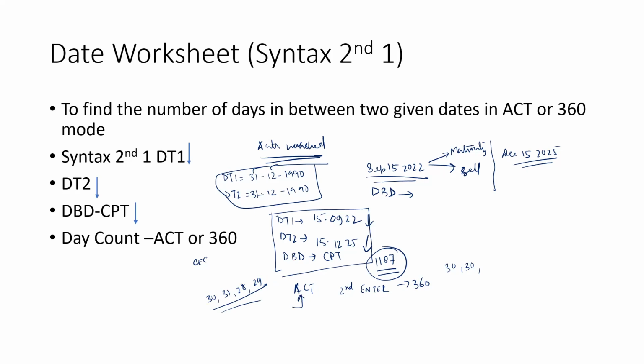Now again, press the down key. You'll come back to date 1. Press the down key again, you'll come back to date 2. Press the down key again, you'll come to DBT. The earlier DBT that you found was 1187. Now press the CPT button and see what values you are getting. 1170.